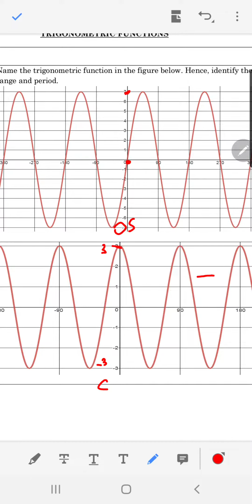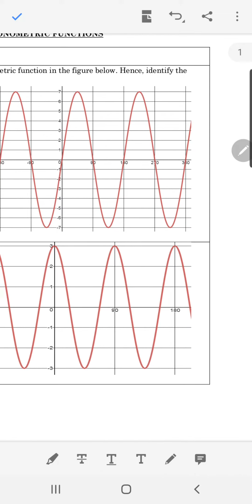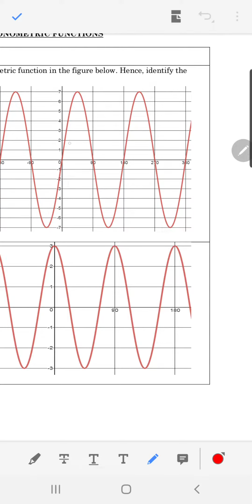So for the complete shape of the graph, this is a complete shape of the graph of cos graph. So as you can see, your complete shape takes up to 180 degree. The complete shape of this cos graph takes 90 degree.